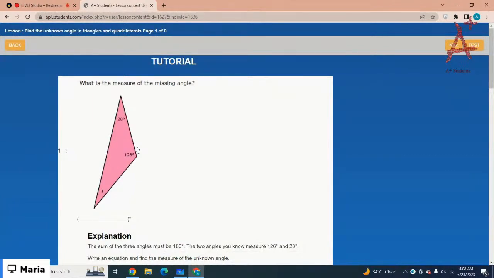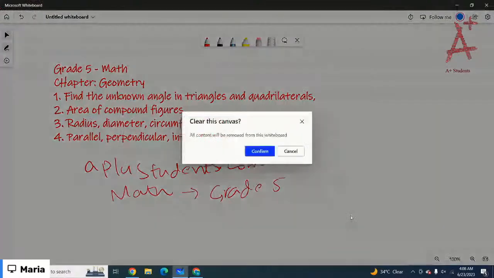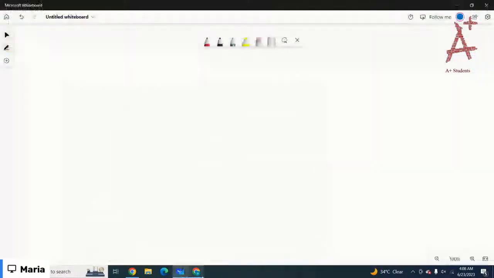Keep this very important point in your mind: the sum of angles in a triangle must be 180 degrees. Got it? So you can just write down the sum of all the angles equals 180. You can see the angles are 28 degrees and 126. These plus the missing angle, we know that the sum of all three angles must equal 180. Got it?